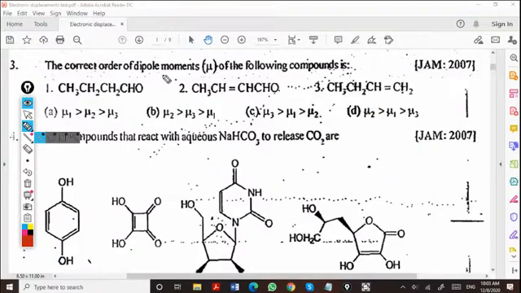So, correct the dipole moment of the following. Dipole moment is when two poles are generated. From a molecule, it's going to become negative and positive poles. When it is an aldehyde, oxygen is there, and it's going to pull the electron density towards one side. So it can generate the polarity.